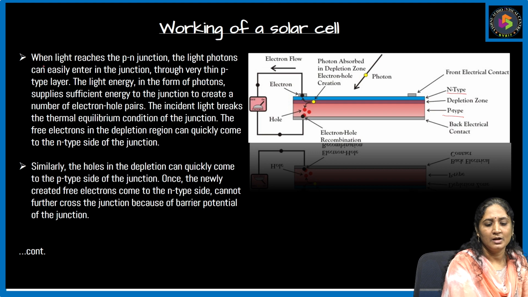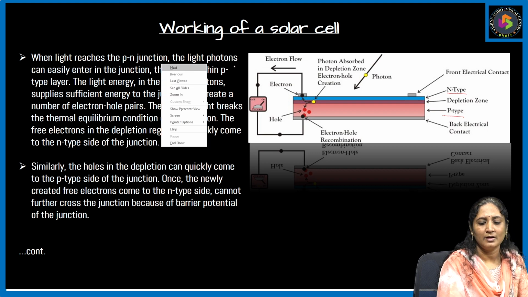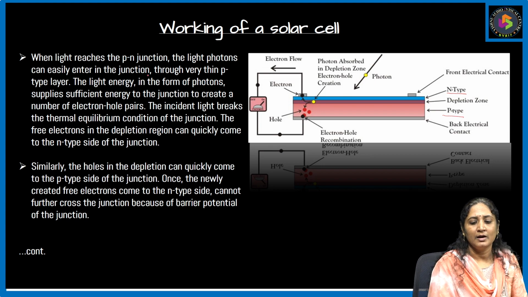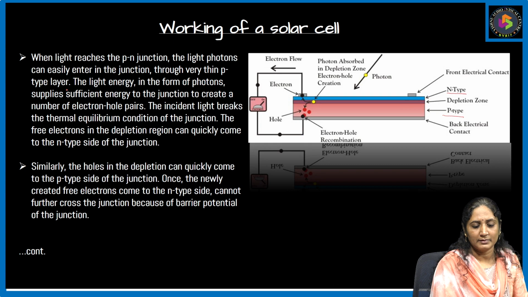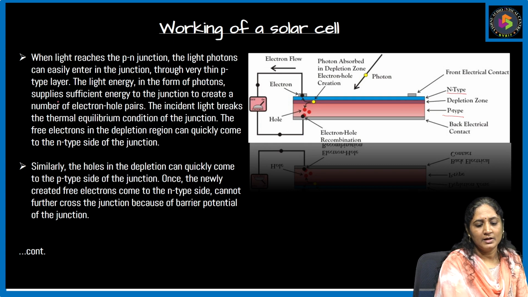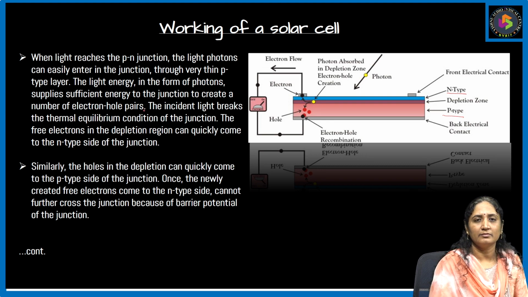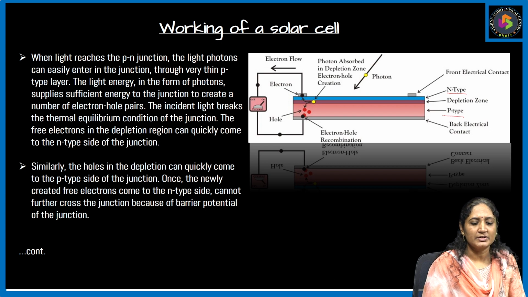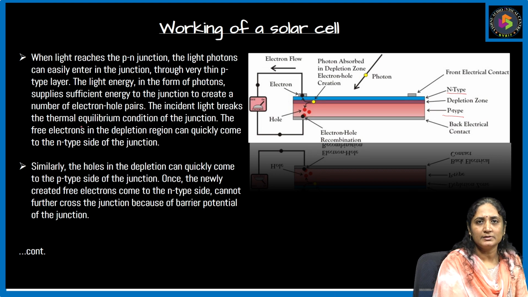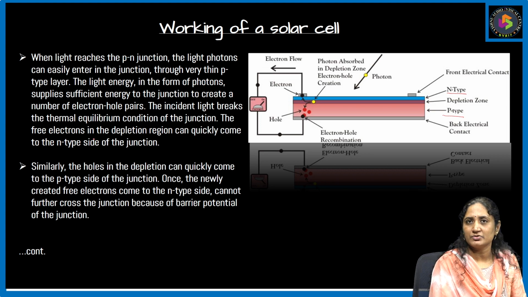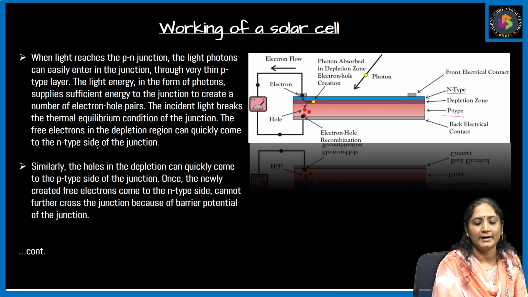When light reaches the p-n junction, the light photons can easily enter the junction at the p-type layer. The light energy in the form of photons supplies sufficient energy to the junction to create a number of electron-hole pairs. The incident light breaks the thermal equilibrium conditions of the junction. The free electrons in the depletion region can quickly move to the n-type.